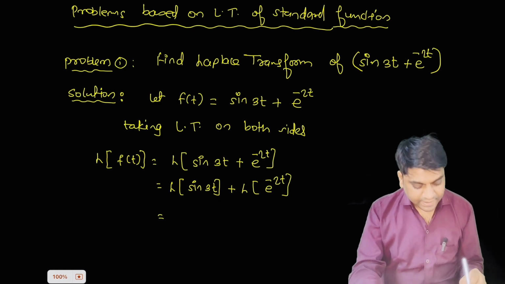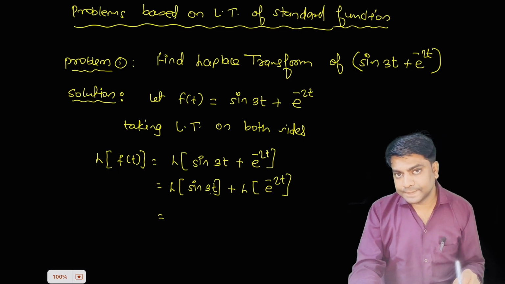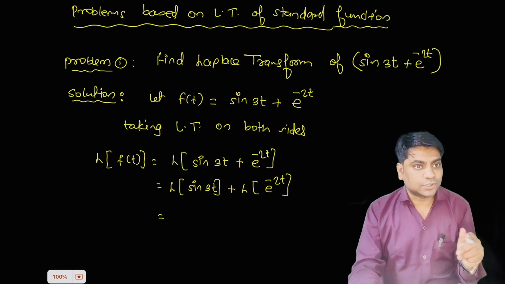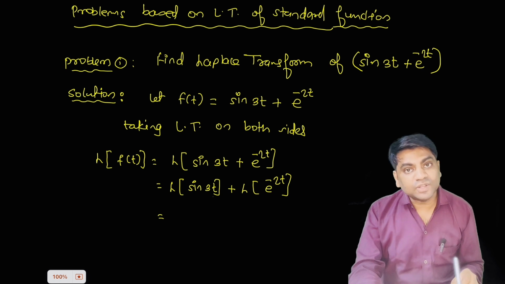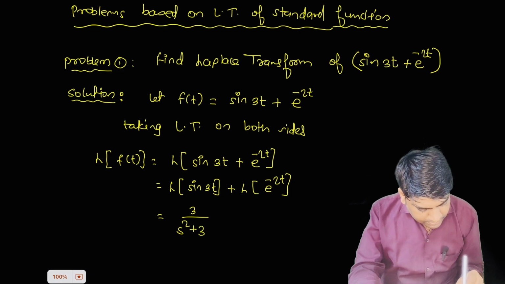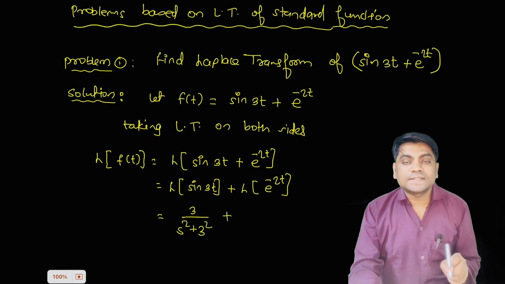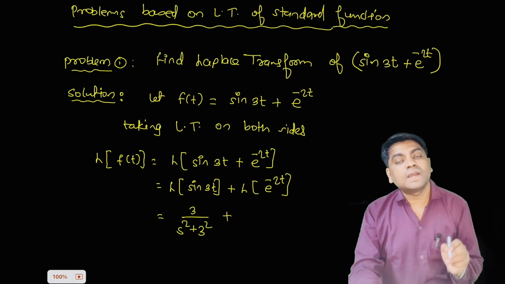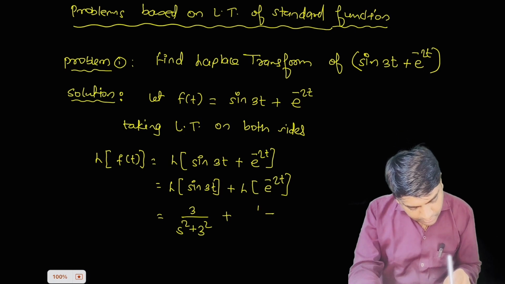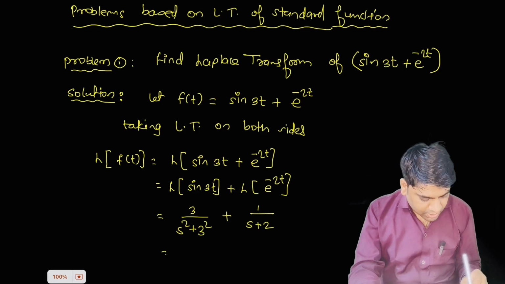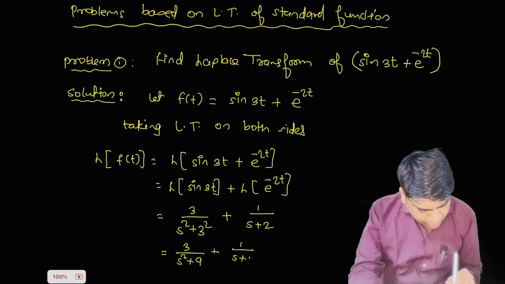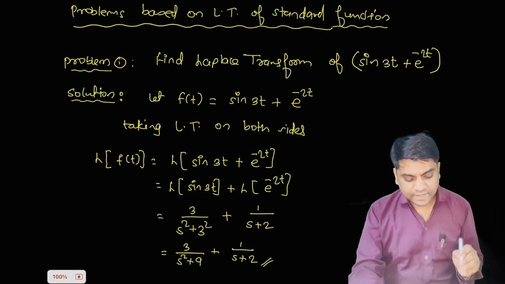Now if we look carefully, this Laplace transform is in the form of sin at. And in the Laplace transform of sin at, the numerator will not have s, it will have a, and here the value of a is 3. So we will write 3 upon s square plus 3 square plus, and here the Laplace transform of e raised to minus 2t. This is in the form of e raised to minus at, meaning the power of e is negative, so s plus will come. So this is 1 upon s plus 2. Which can be written as 3 upon s square plus 9 plus 1 upon s plus 2. So this is the solution of the given problem.